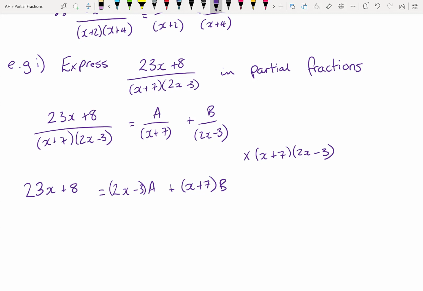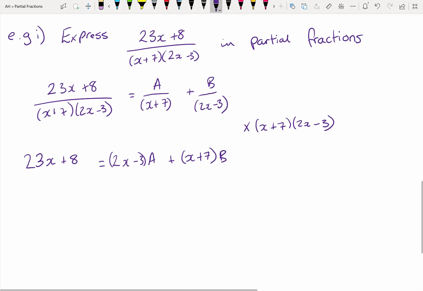Okay, so first thing I'm going to do is start trying to solve these. I'm going to pick some values. Nicest one is going to be to let x equal minus 7. Okay, so I'm going to have 23 lots of minus 7, which is minus 161, plus 8. We'll find out in a minute if that's wrong. A little bit of faith. 2 lots of minus 7 is going to be minus 14, minus another 3 is minus 17A, and then if I put minus 7 into this bit, it gives me 0, and so that's where we end up with.